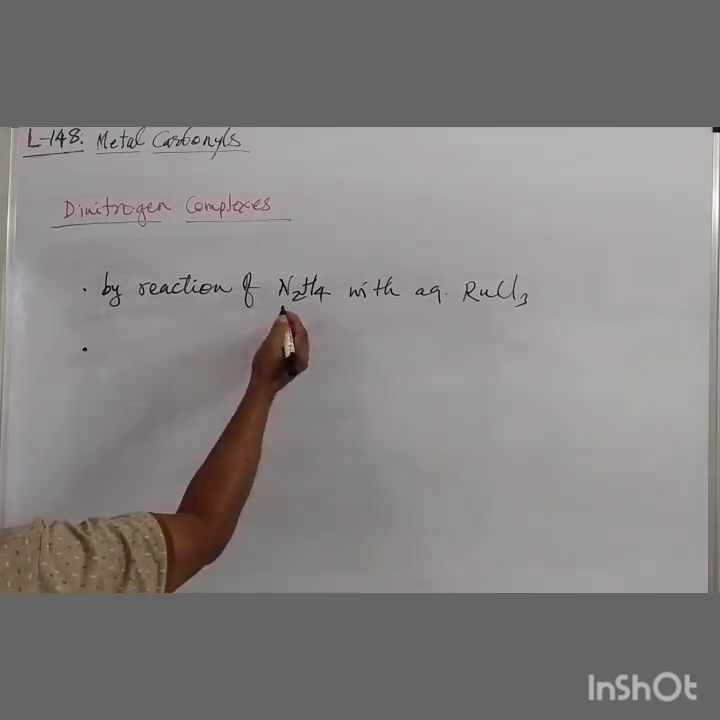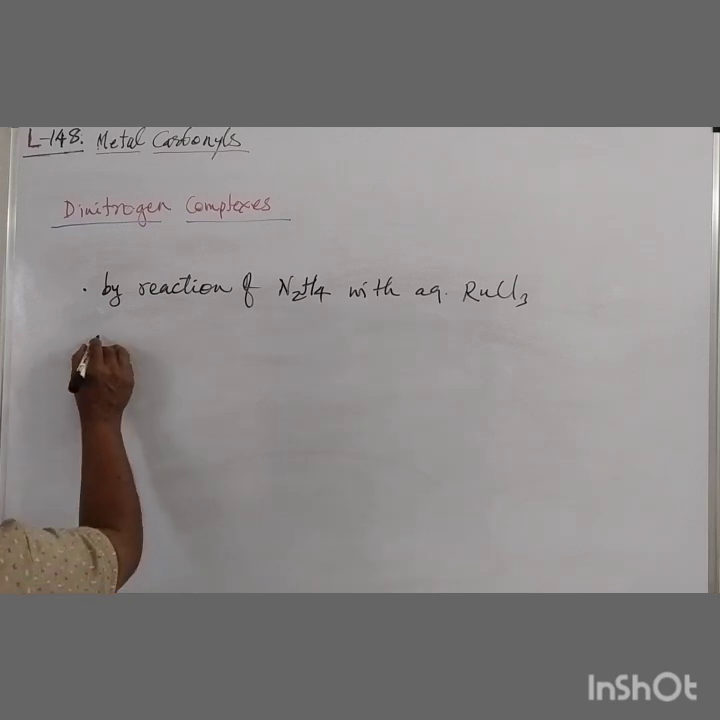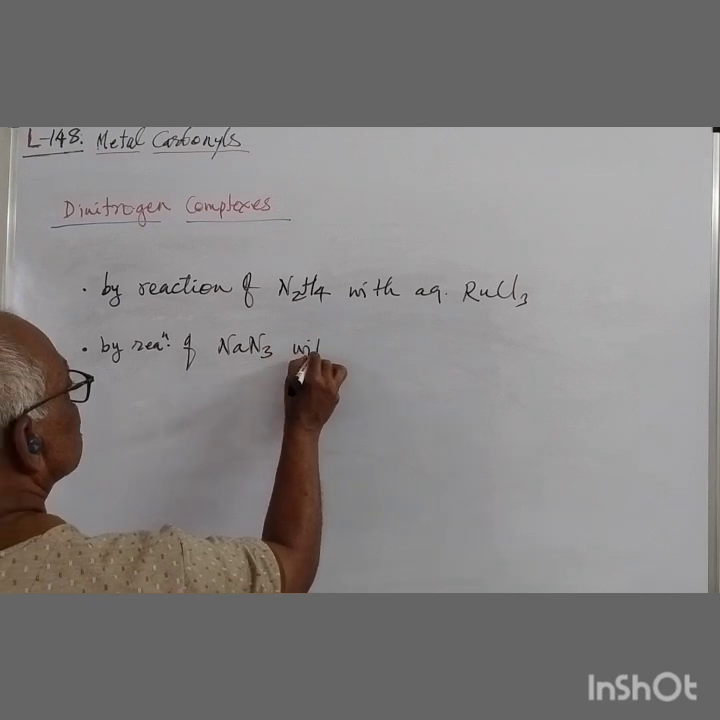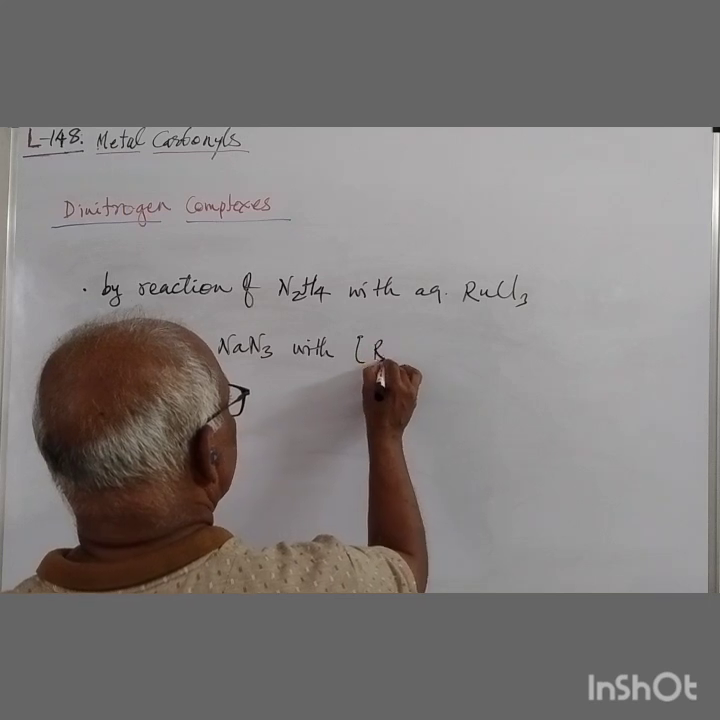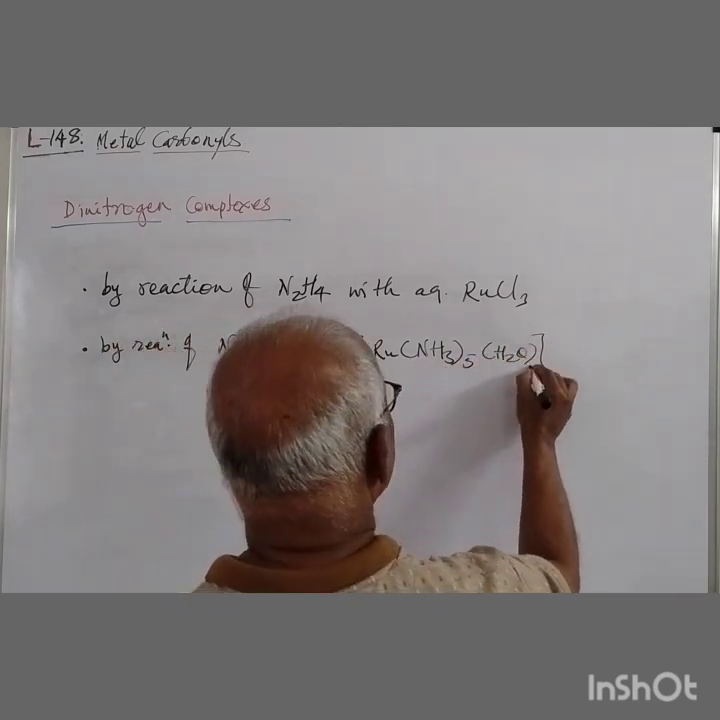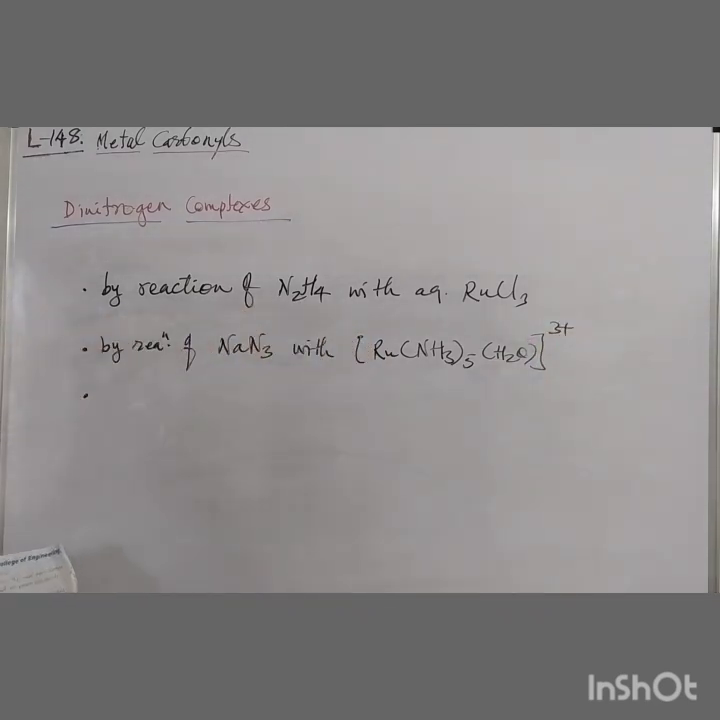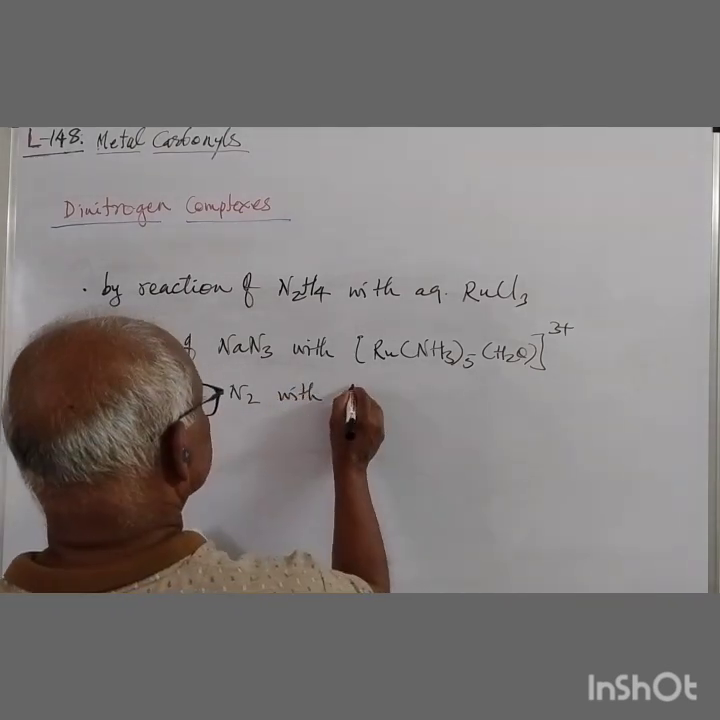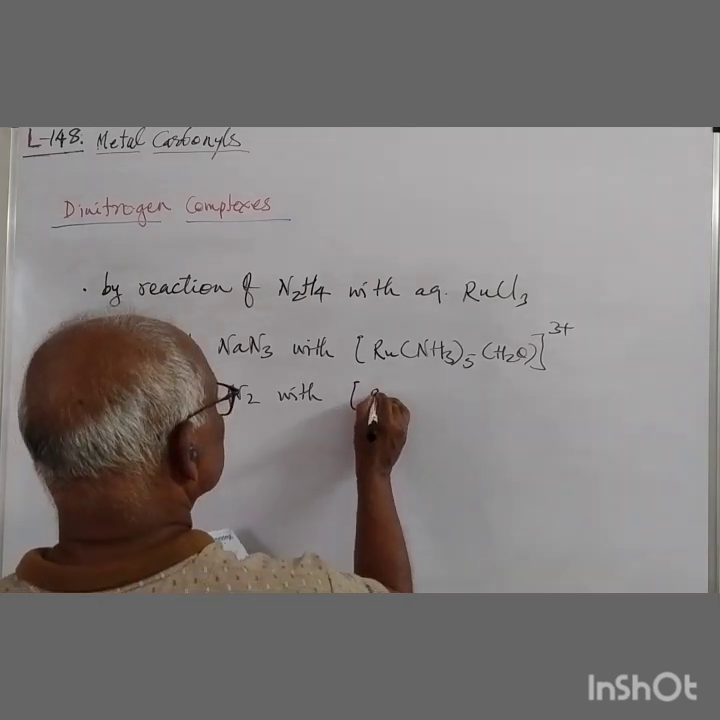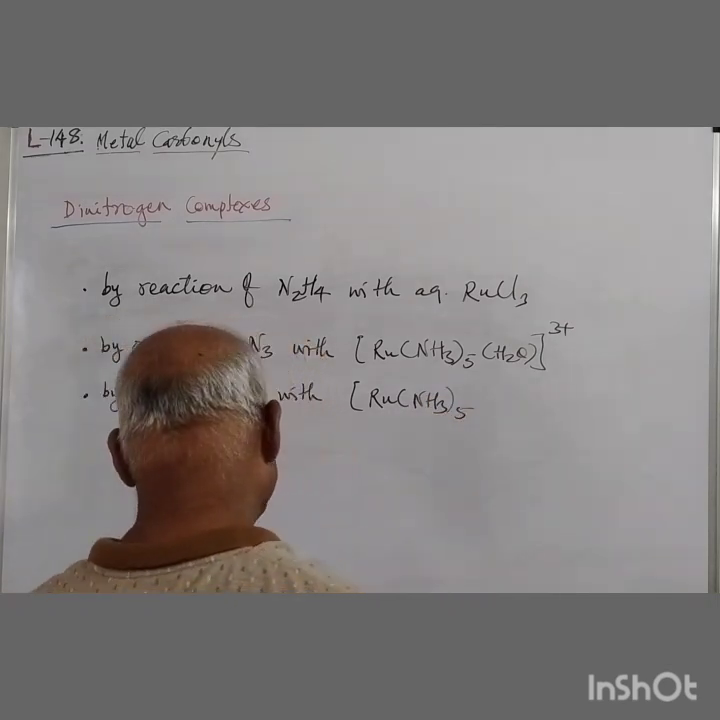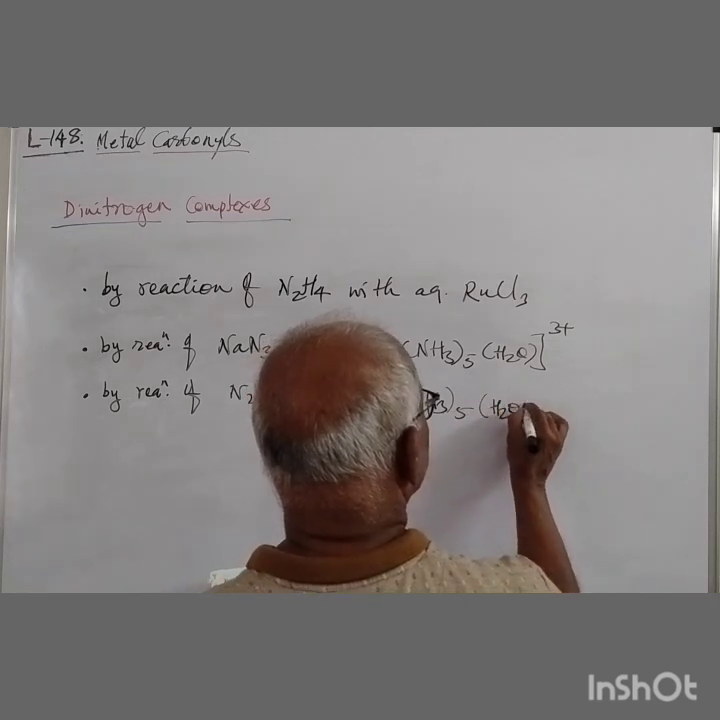Another reaction by which we can prepare this complex is by reaction of sodium azide, NaN3, with Ru(NH3)5H2O 3+. The third reaction by which we can prepare it is by direct reaction of N2 with this ruthenium complex, Ru(NH3)5H2O 2+.